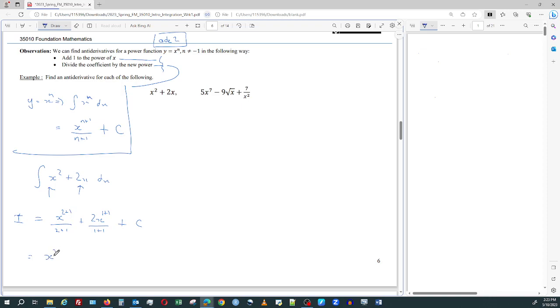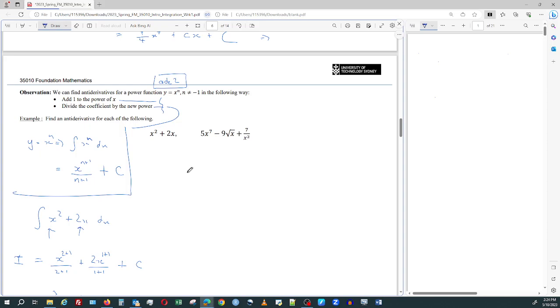So our integrand is equal to x cubed over 3, 2x squared over 2 plus c, so they will cancel. So our final integrand is x cubed over 3 plus x squared plus big C. That's our final integration. Very straightforward, up and under. It's the opposite of what we do for differentiation.